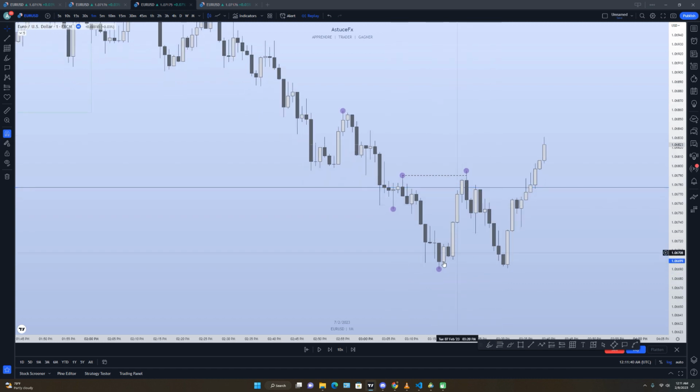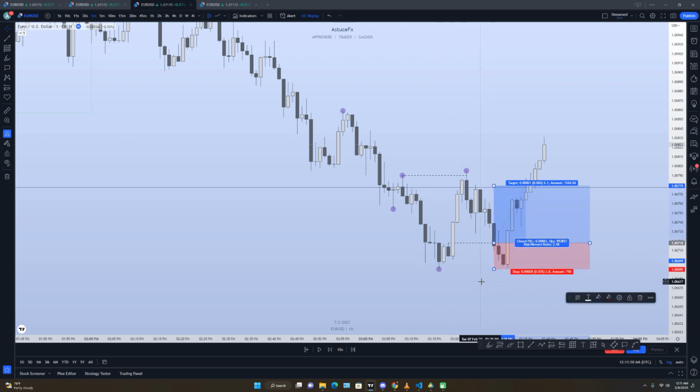From this change of character, all I want is for price to give me a pullback to maybe some sort of order block, and I buy to the upside. And where can I get the order block? I can just buy from this area. There's no problem. The entry style depends. If you want to enter from the order block, you can just enter from this, and your stop loss can just be below this low.